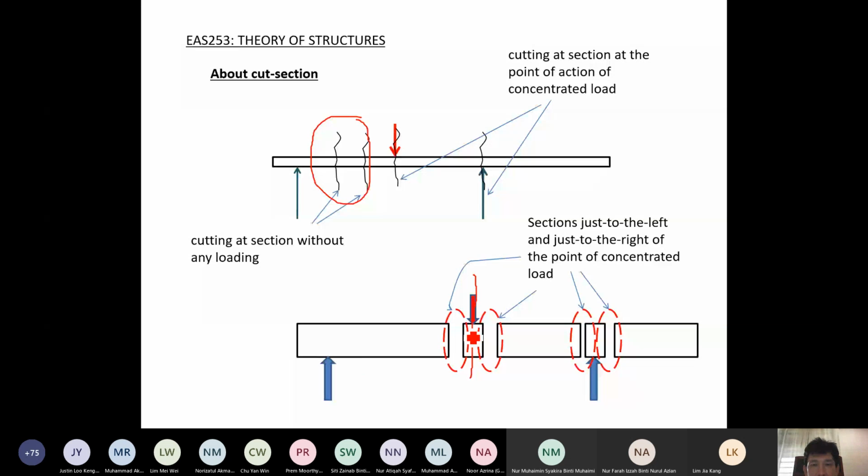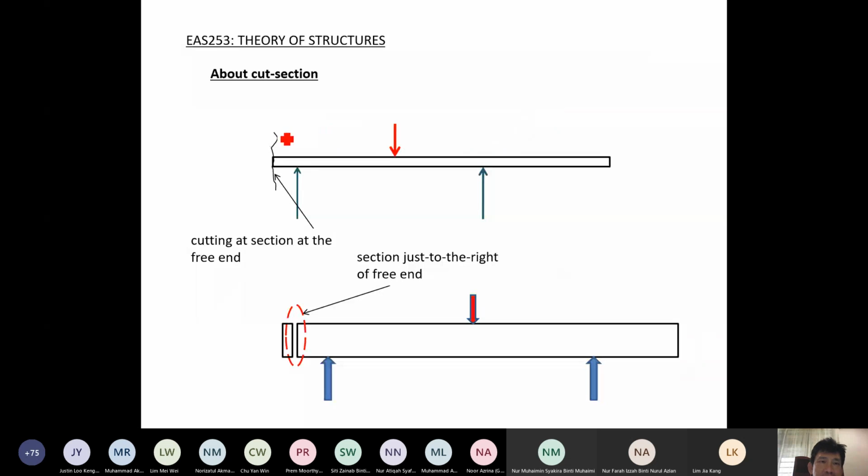Just to the left, just to the right means this small distance here is considered as zero, but it's not actually zero, because we cannot cut through the loading and divide the loading into two. So we have to cut either just to the left or just to the right. The same thing applies when I need to cut at the section at the free end here. We cannot cut through the free end, so what we mean is we have to cut slightly just to the right of this left free end.